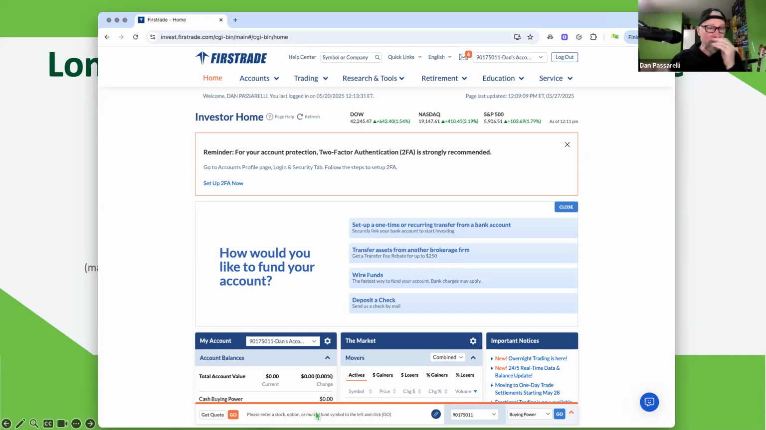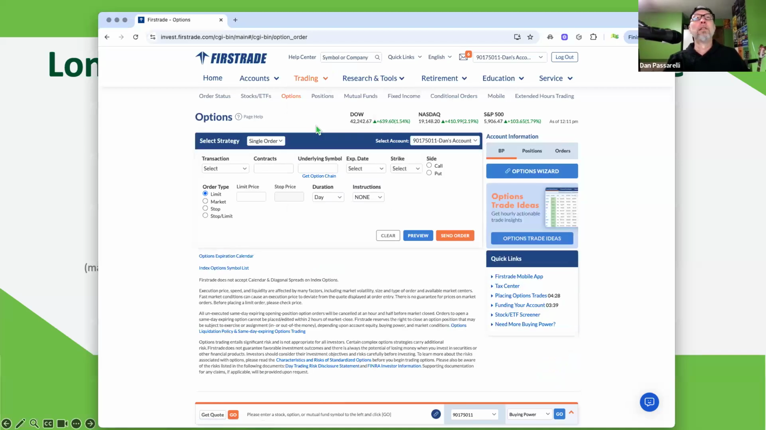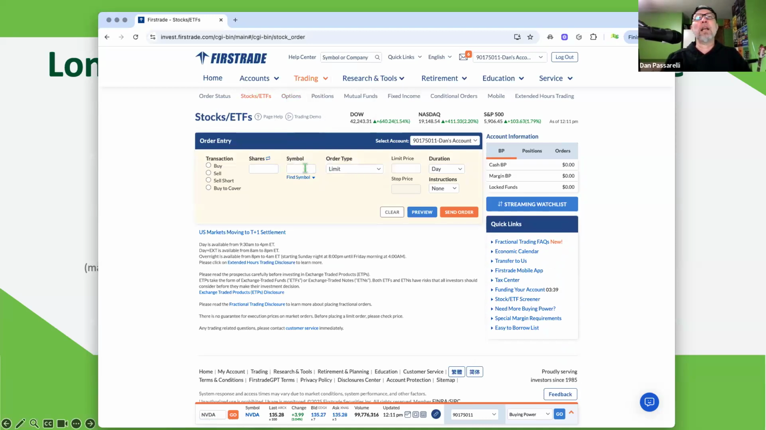Mike. Oh boy, these are two good choices. Let's look at NVIDIA. Actually, no, before we look at the options, let's look at the stock here first.